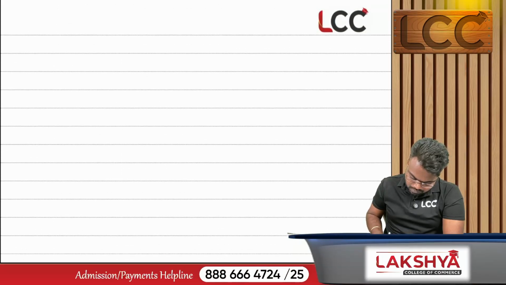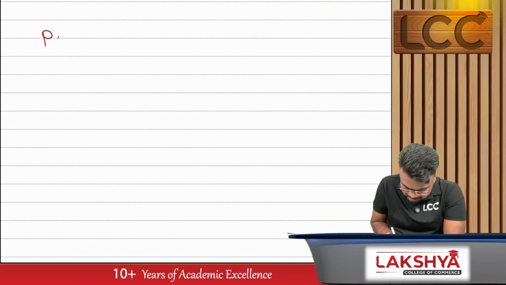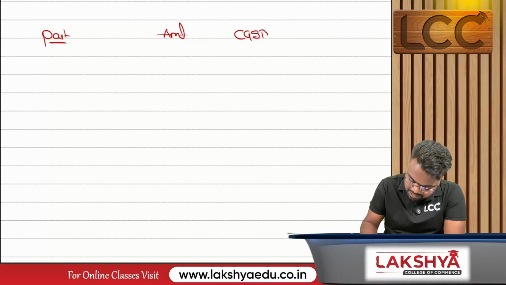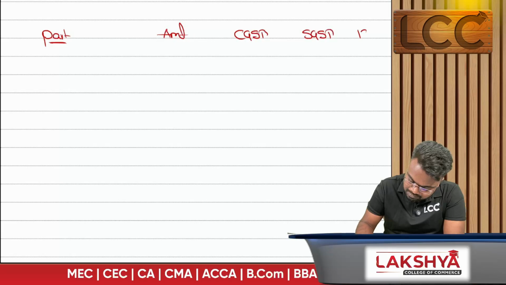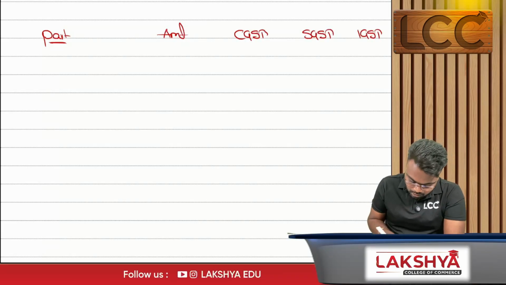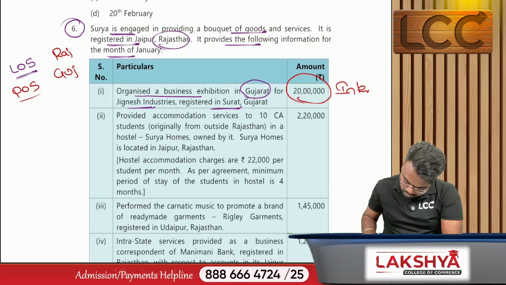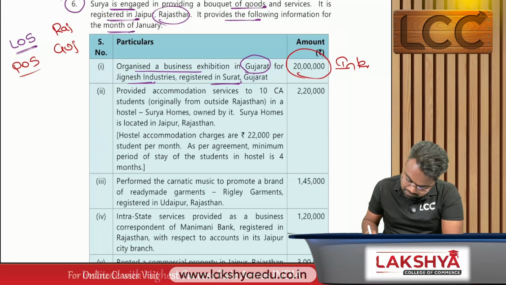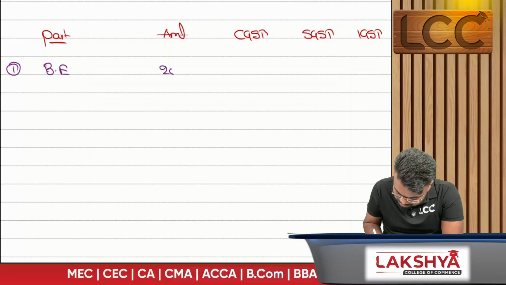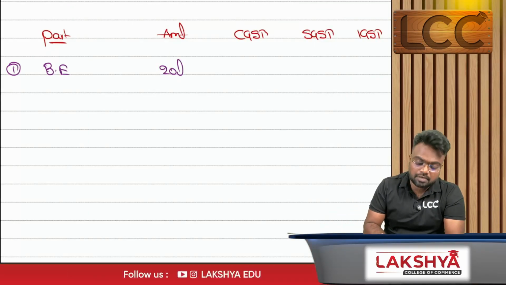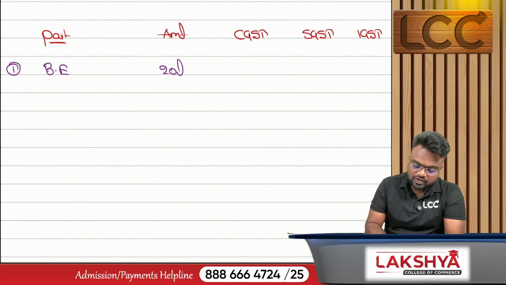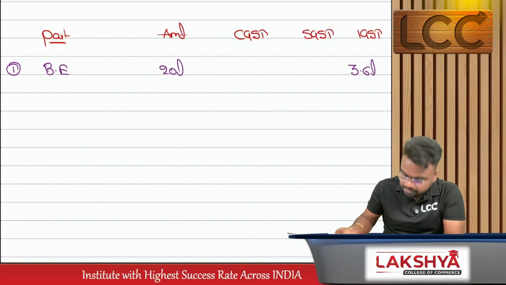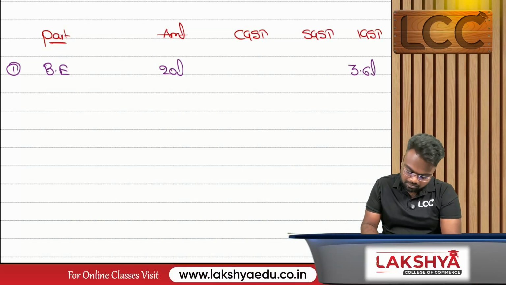Okay, now so first thing, particulars, amount, CGST, SGST, and IGST. Okay, now so what is the first one? Business exhibition. And what is the amount given here? 20 lakhs. So tell me, on 20 lakhs what is applicable? IGST, because that is an interstate supply. So 20 lakhs into 18%, that is 3 lakh 60,000. Okay, now we are done with point number 1.